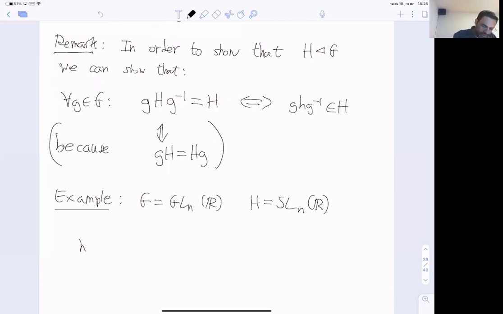So if you take an element h, a matrix from here, and you multiply it by a general element g of G, of any determinant not 0, and you multiply it by a matrix here and by its inverse, what will be the determinant here?